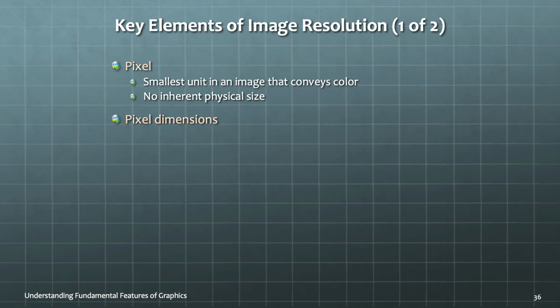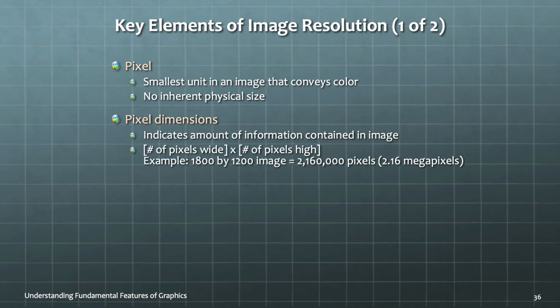Since all images are rectangular, pixel dimensions are the dimensions of that rectangle. The pixel dimensions indicate the amount of information the image has. This information describes what the image looks like. The more information, the better. Pixel dimensions are expressed as the number of pixels wide by the number of pixels high. You can multiply them to get the total number of pixels in the image.